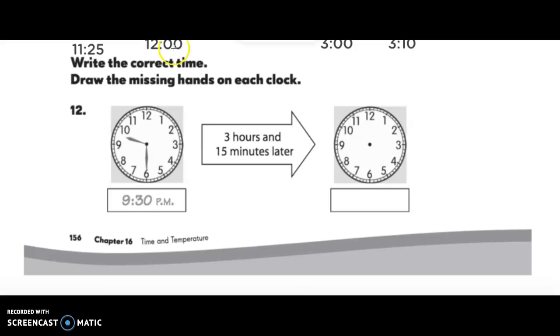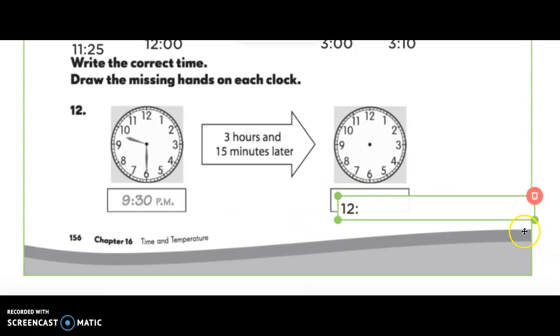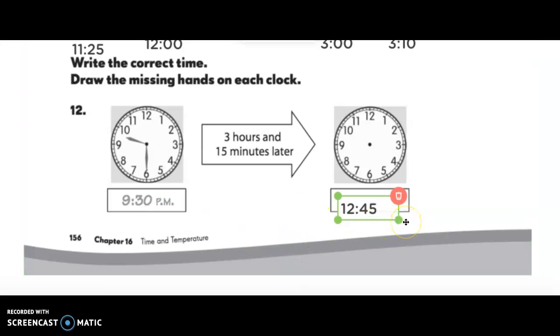They're giving us a start time and they want to know what 3 hours and 15 minutes later is. So you could skip count your hours from here. We're at 9, which would bring us to 10, 11, 12. I like to write it in before I forget one. And then 15 minutes later, 30 plus 15 would bring us to 12:45. Now again, it's 9:30 p.m., which means it's nighttime. If it's going past 12, this means it would be changing to a.m.